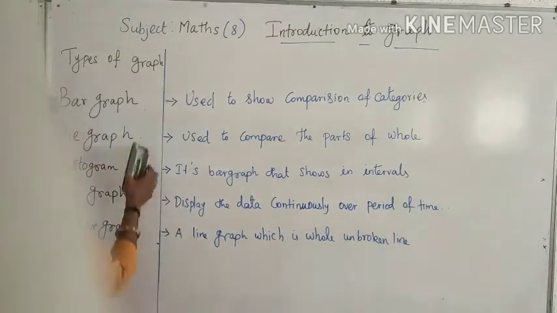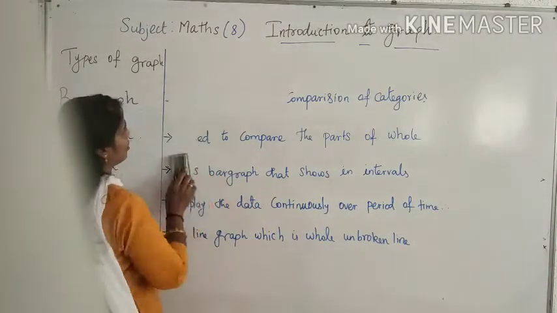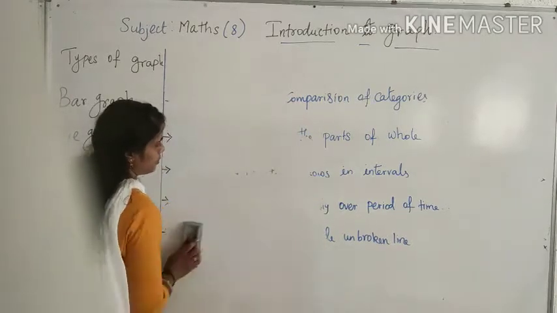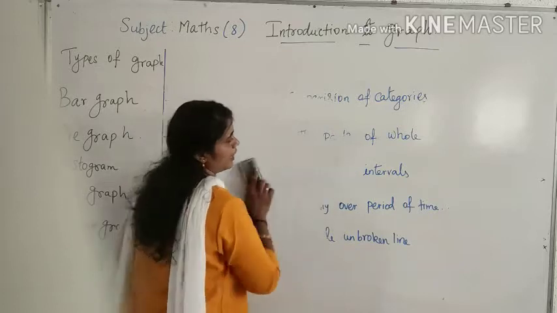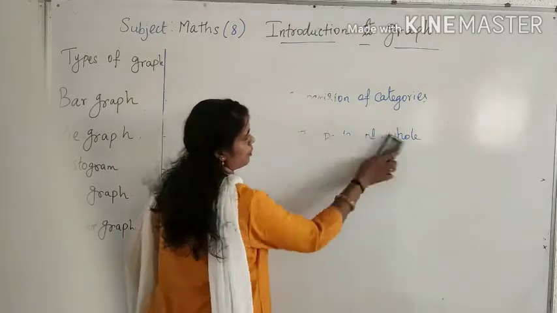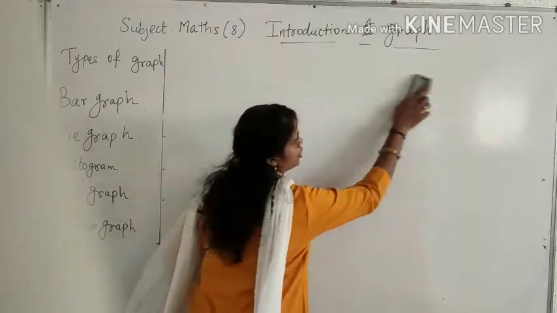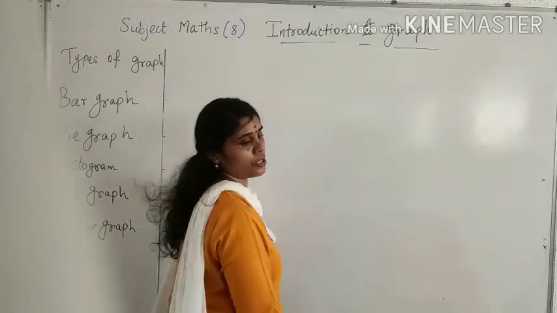Now you know the different types of graph. Now the linear graph, whichever information we are taking, it is unbroken lines only. We can show all the information here, not only the seating arrangement. You can show different information in the graph. Right?